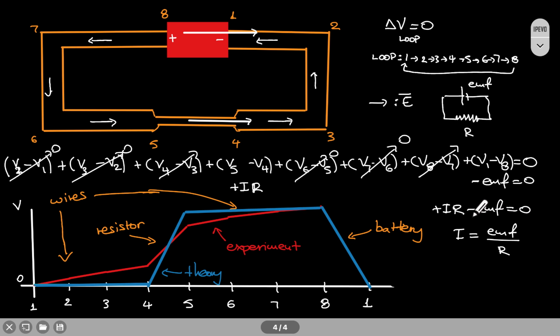Now, one quick note. I chose this loop from 1 to 2, 3, 4, so I'm moving clockwise in this circuit, and I found this from Kirchhoff's loop rule. What would have happened if I had chosen to move counterclockwise around the circuit? In that case, what you would get is minus IR plus EMF equals 0. At the end of the day, you're getting the same result.